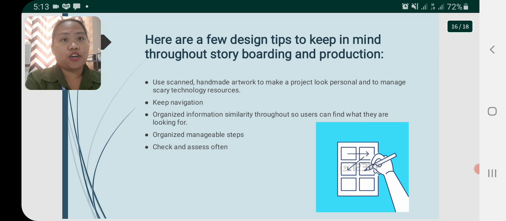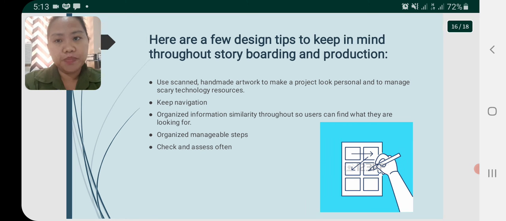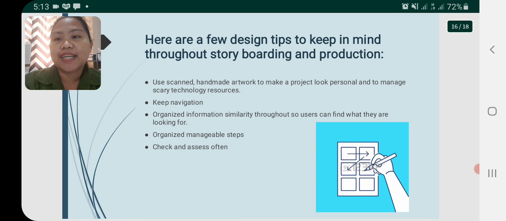So, yan na. Use handmade artwork to make a project look personal and to manage scarce technology resources. Student artwork is unmatched as a way to assure a project has heart. Keep clip arts or stamps to a minimum. They make a presentation look cheap. So, hindi tayo sige lagay ng mga clip arts kasi masyado nang OA, mas nakikita na lang yung clip arts kaysa doon sa pinaka main na attraction na dapat ipinapakita ng reporters.